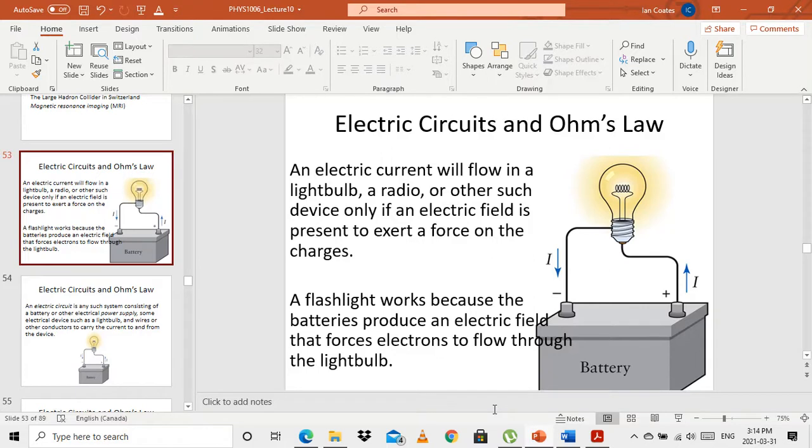Electric current and Ohm's law. An electric current will flow in a light bulb, a radio, or other such devices only if an electric field is present to exert a force on the charge.